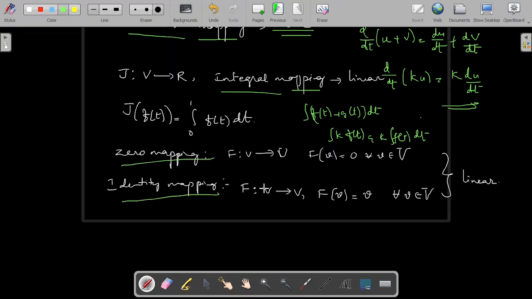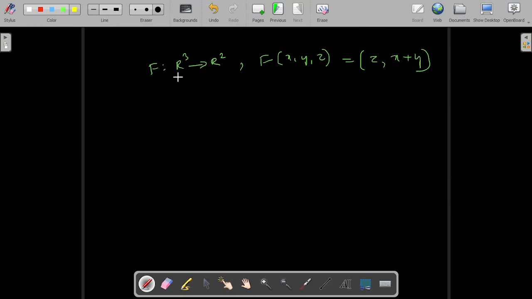Identity mapping, if f is a mapping from V to V, V is a vector space, then f of v goes to v, then these two mappings are linear mappings. Similarly, you can define a constant mapping, that is also a linear mapping. See here, this is the mapping given here. You have to tell me in the comment section, is this mapping linear or non-linear?